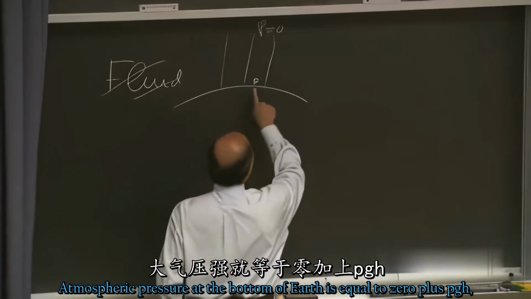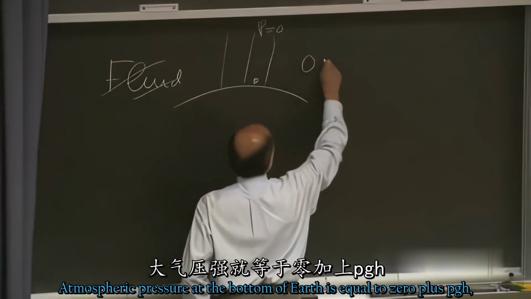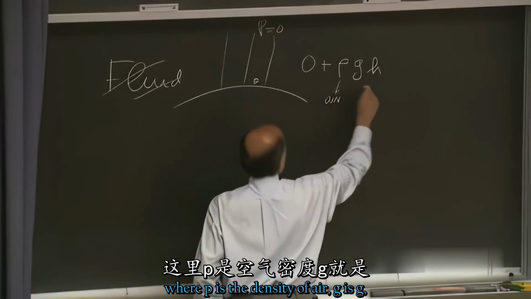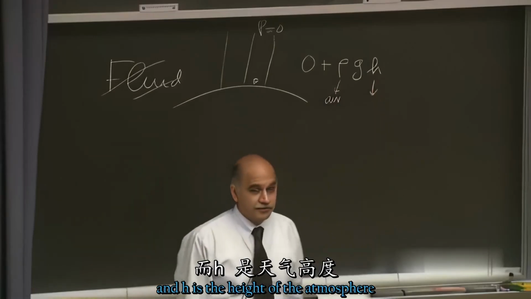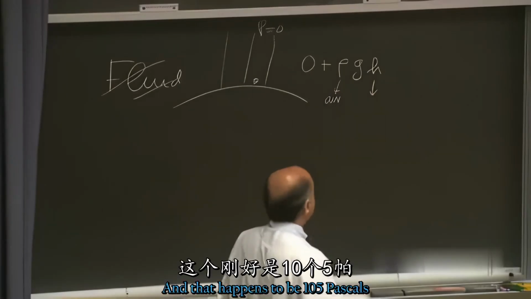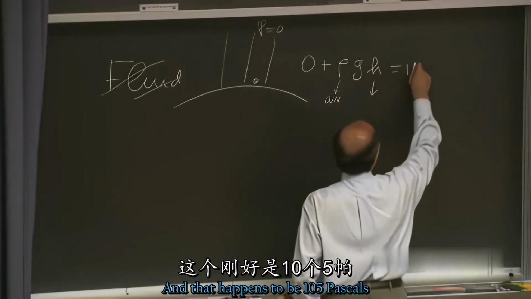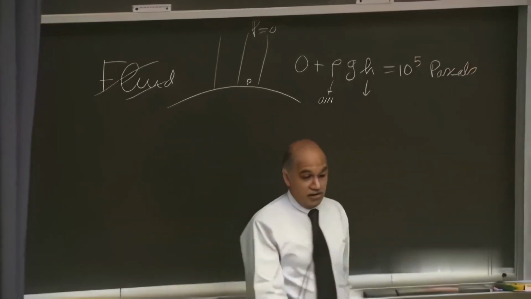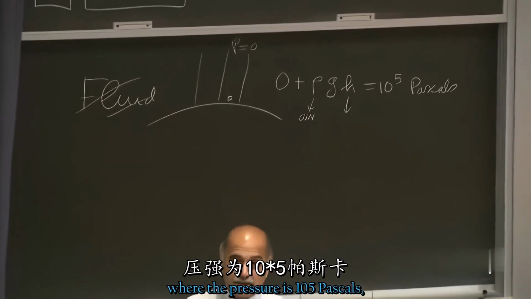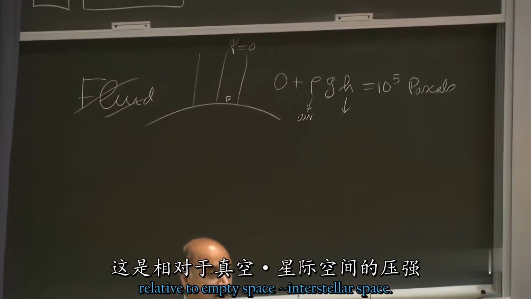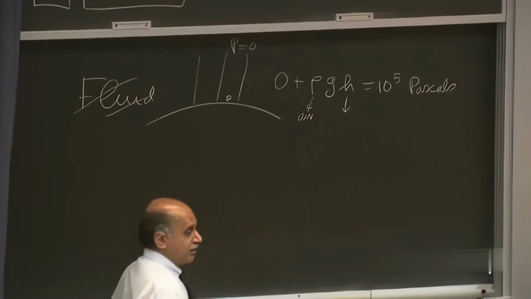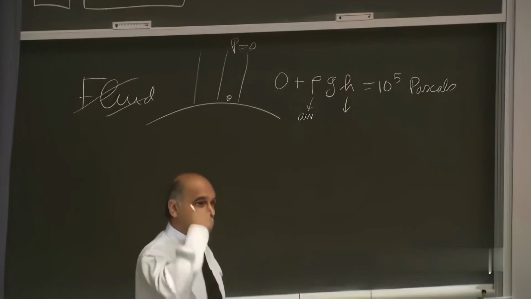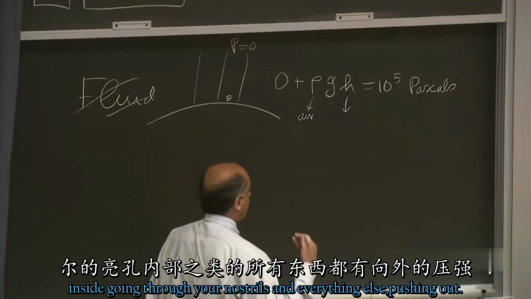Atmospheric pressure at the bottom of the earth is equal to 0 plus rho gh, where rho is the density of air, g is g, and h is the height of the atmosphere. And that happens to be 10 to the 5 pascals. So we are living at the bottom of a pool where the pressure is 10 to the 5 pascals relative to empty space, interstellar space. But as I said, that pressure doesn't kill us because the pressure can be felt both from the outside pushing in and inside, going through your nostrils and everything else, pushing out.